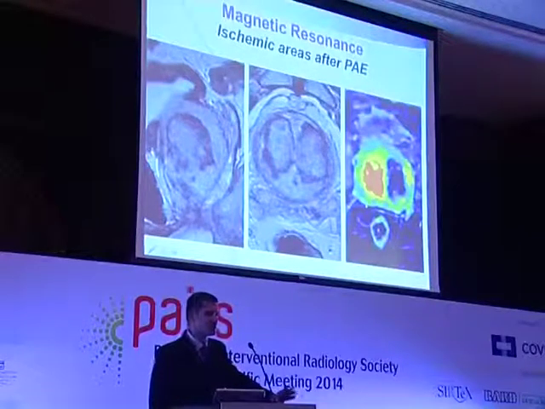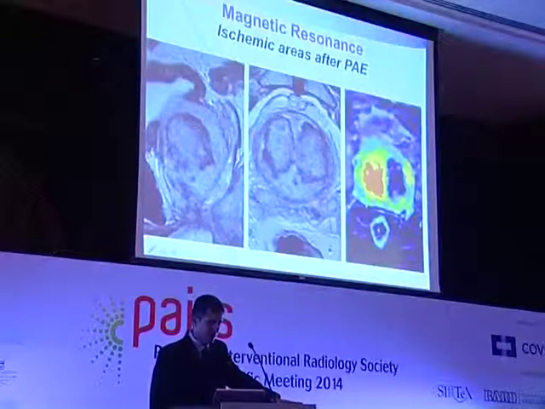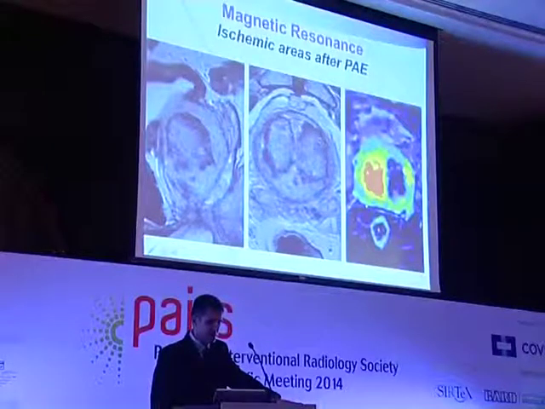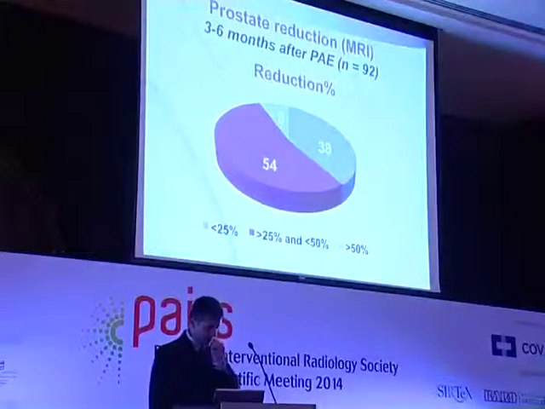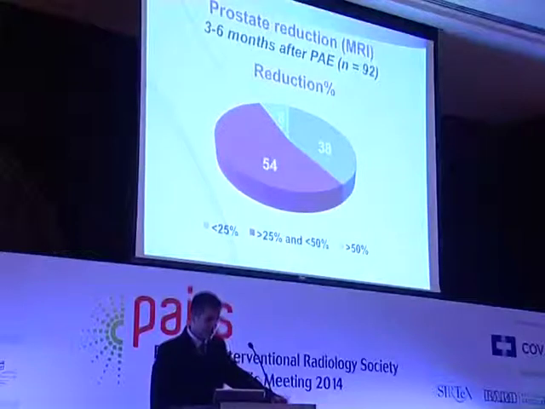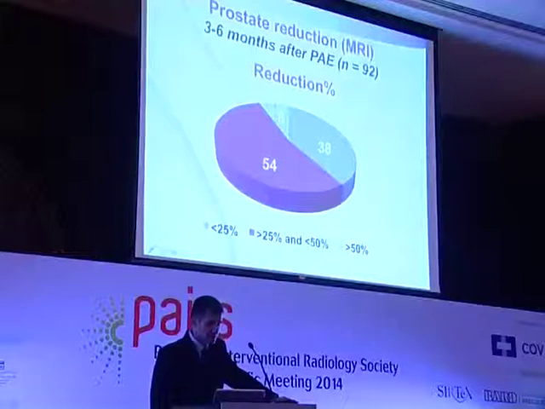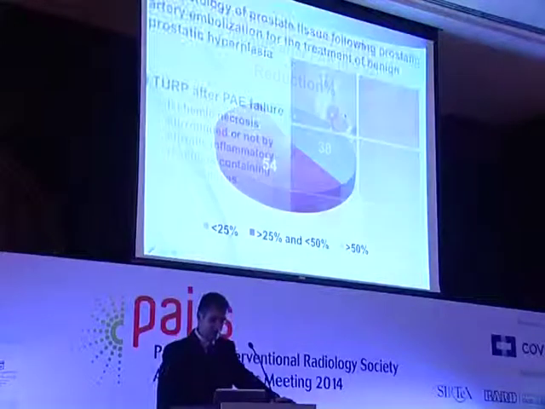100% of our patients have this procedure with MRI. We can follow all these ischemic areas. It's beautiful, these ischemic areas. So we can follow with MRI. Concerning prostate reduction, I can tell you that more than 50% of our patients had a reduction between 25 and 50% of the gland. More than 50%, 8%, and less than 25% reduction, close to 40% of our patients.